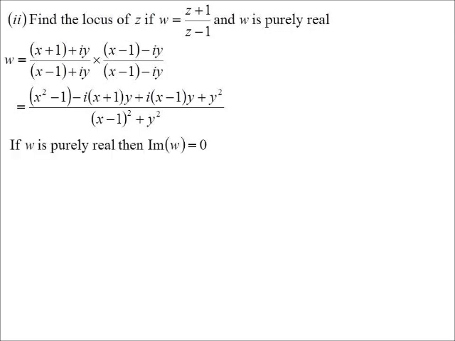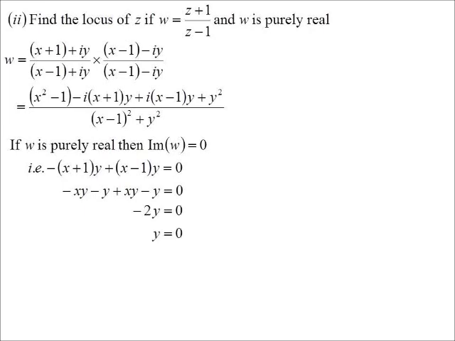So if the imaginary part is equal to 0, just grabbing the imaginary parts, on the top of the fraction I've got minus (x plus 1) times y, plus (x minus 1) times y. Also, I don't have to worry about the bottom of the fraction, because if a fraction equals 0, it's got to be the top of the fraction equals 0. So now I just have to play with this. Let's see what we get. Okay. Oh, y equals 0.